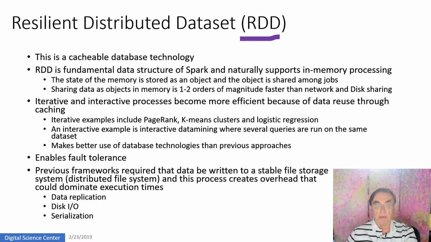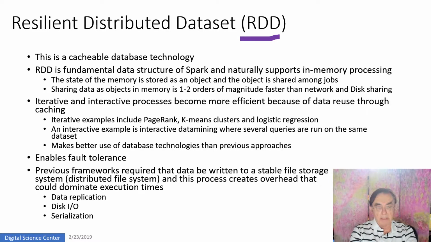RDDs are very important technology, and I would say the area where they really change the world. And it's cacheable, so it can be stored in database technology. And this is, if you like, the fundamental data structure. By the way, Storm has a similar data structure. It's called a Streamlet. And Twister 2 has one called a T-set. These database technologies are actually, unfortunately, incompatible. I'm sure you could map one into the other, but that's not available at the moment.